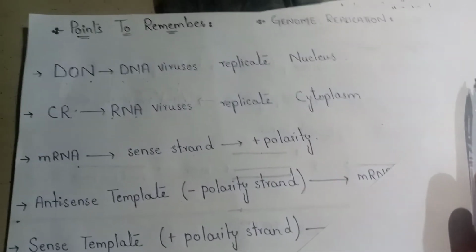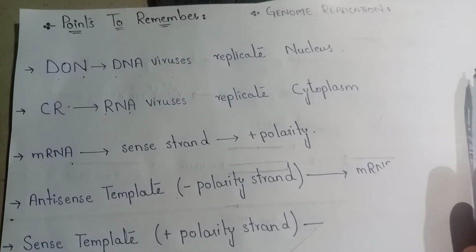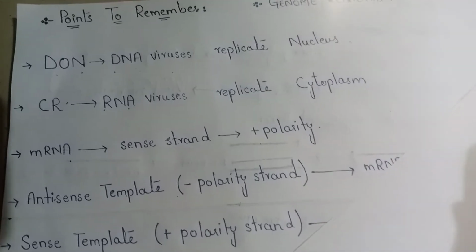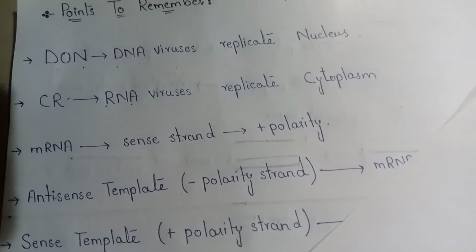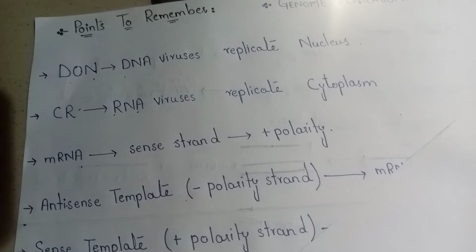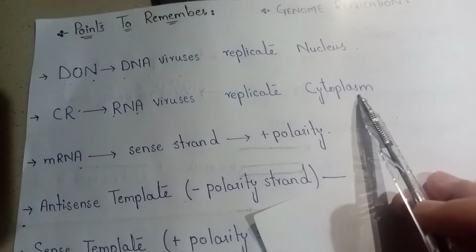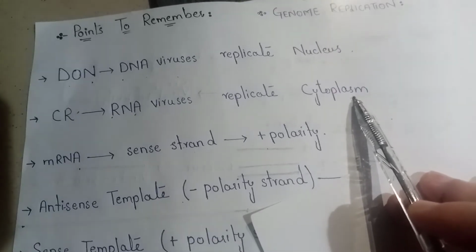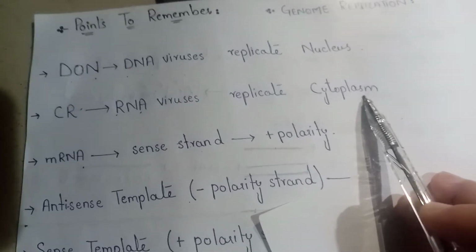From this we conclude that DNA viruses will use host enzymes. Okay, this is the other point. DNA viruses will use the host enzymes because they replicate in the nucleus, and in the case of RNA viruses, as they replicate in the cytoplasm, they will carry their own enzyme for replication. So this is also important.